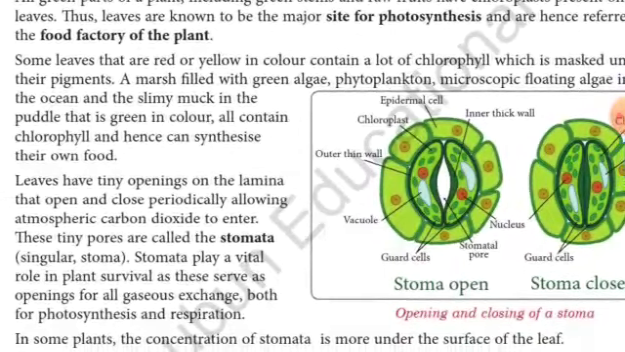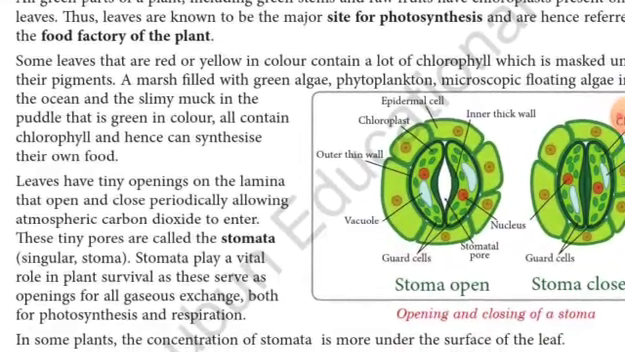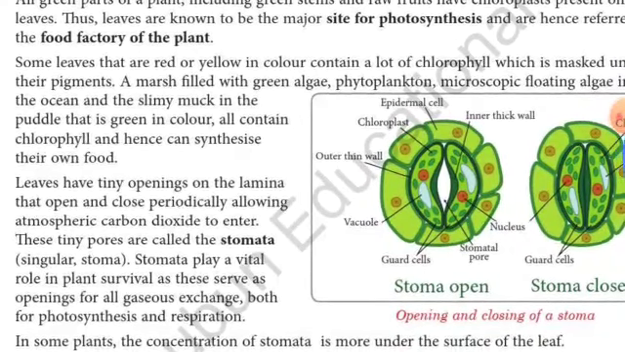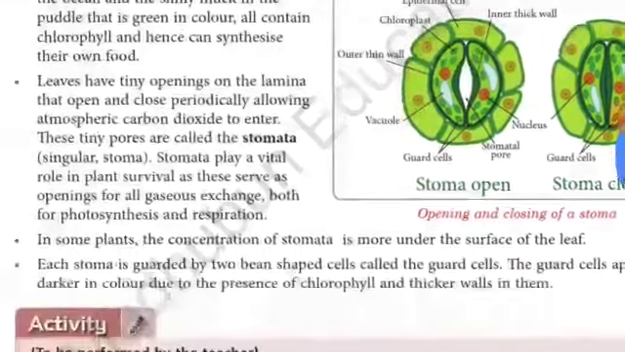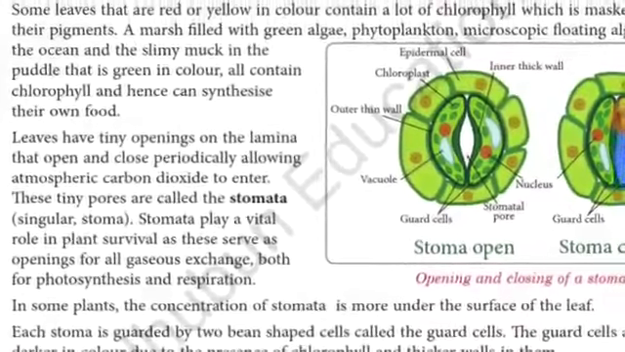That means you see the greenish structures near the puddle, that is the pond. They are all green in color. That means they contain chlorophyll, and hence they all do photosynthesis. They can synthesize food.